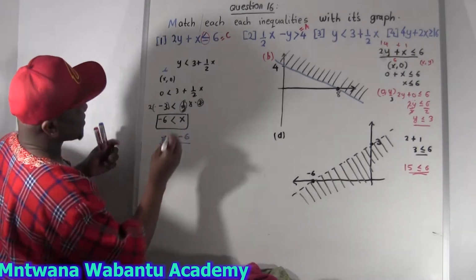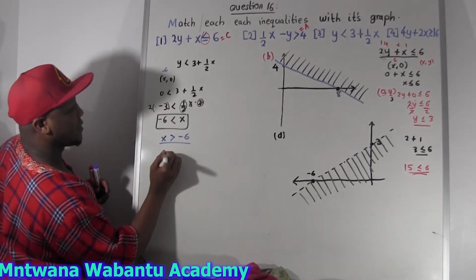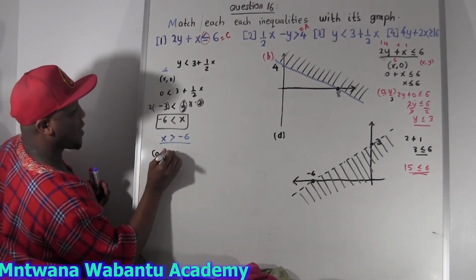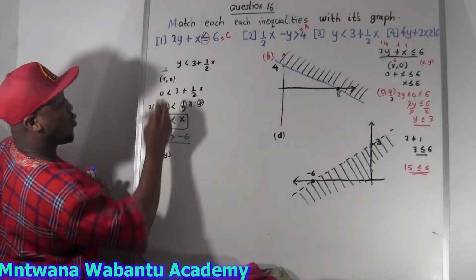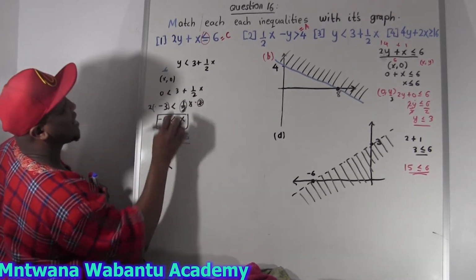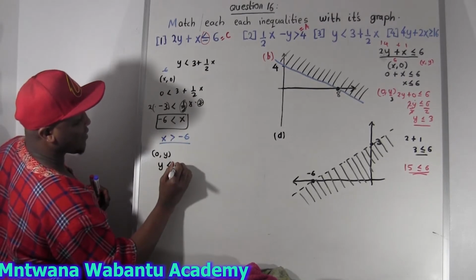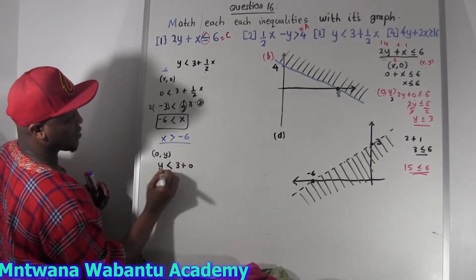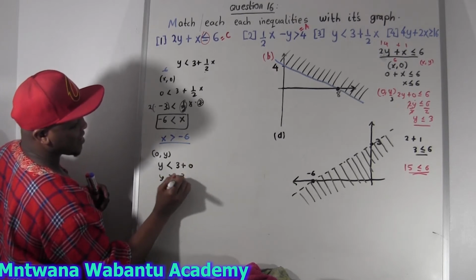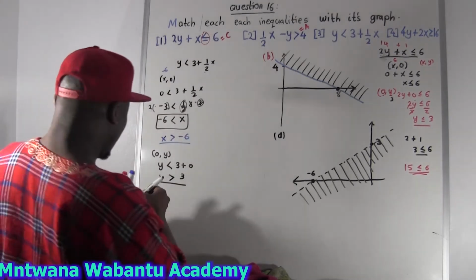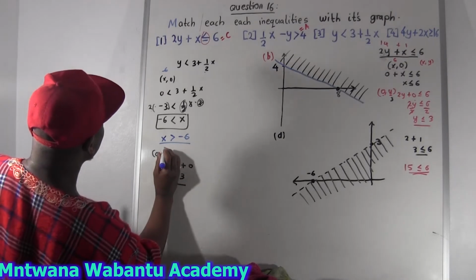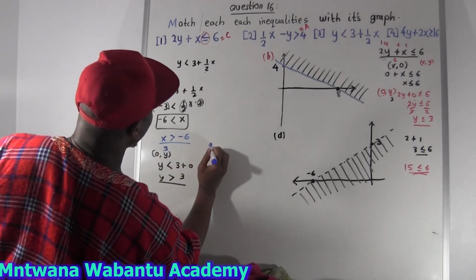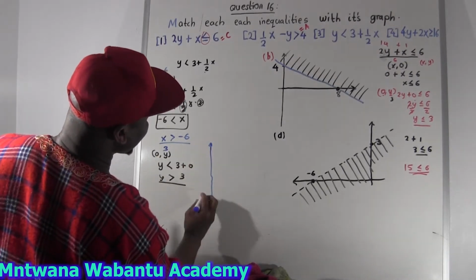When finding the y intercept, x equals 0. So y is less than... x equal to 0. So here we have 3 plus a half times 0 equal to 0. So this one is 0. So y is greater than 3. Okay, so our y intercept equals 3. Now let's draw our Cartesian graph.